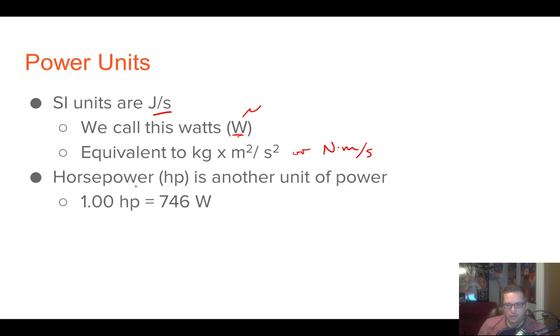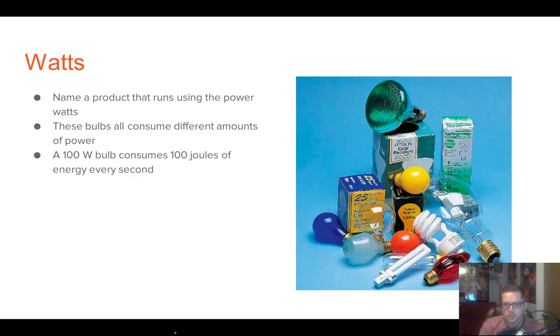Anyway, you've probably heard of horsepower before. Horsepower is another unit of power in the avoirdupois system, and 1 horsepower is about equal to 746 watts. So when you talk about how many horsepower your engine has, that's the conversion. Light bulbs tell you how many watts they use. A 100-watt bulb consumes 100 joules of energy every second. One of the big changes is producing more light with more efficient bulbs, meaning they turn more of the energy into visible light as opposed to heat or some other form of energy.